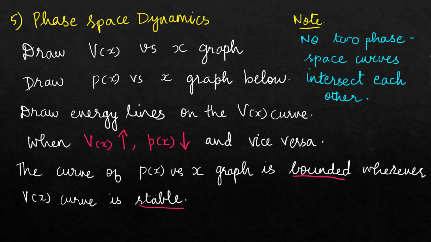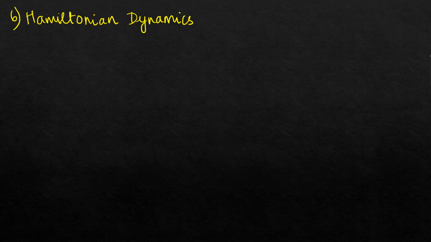So wherever you find any option having two phase space curves intersecting each other, then that option will be wrong. So for a conservative system, no two phase space curves intersect with each other. Okay, now let us go to Hamiltonian dynamics, where we know that H depends on q, p and t.